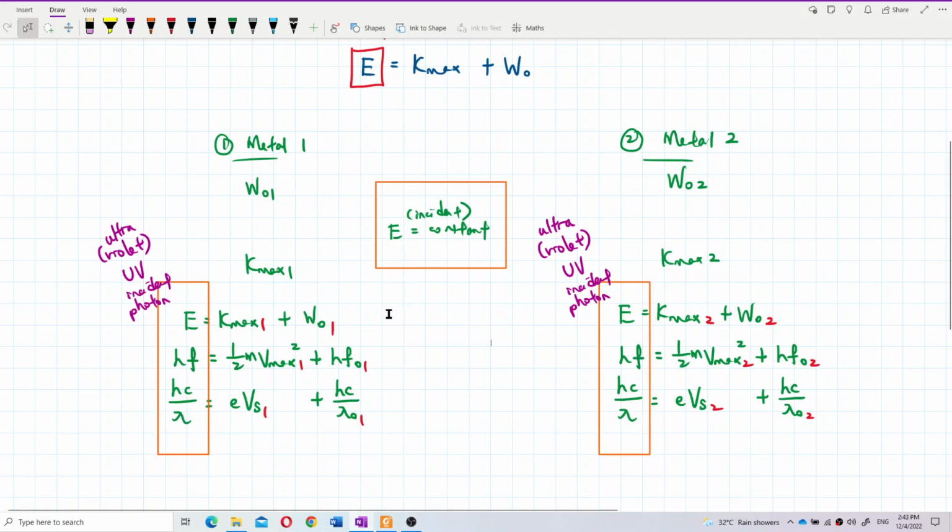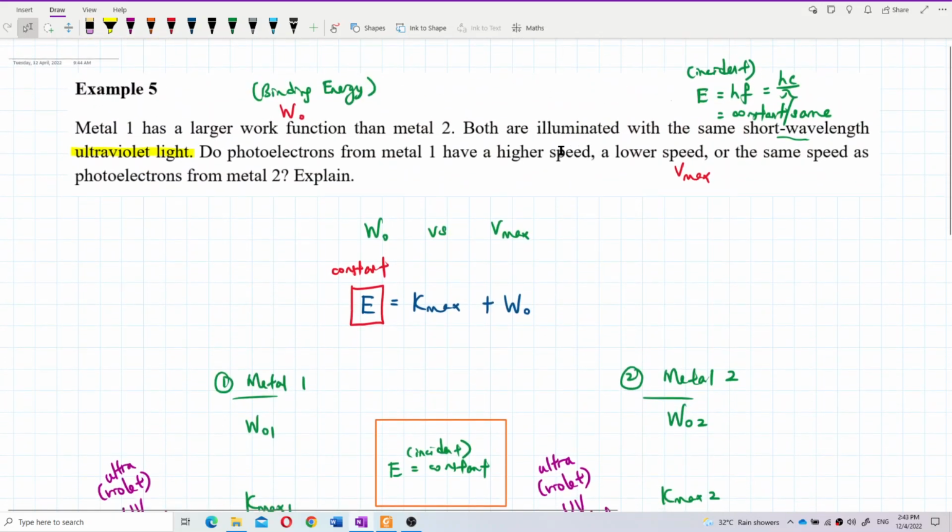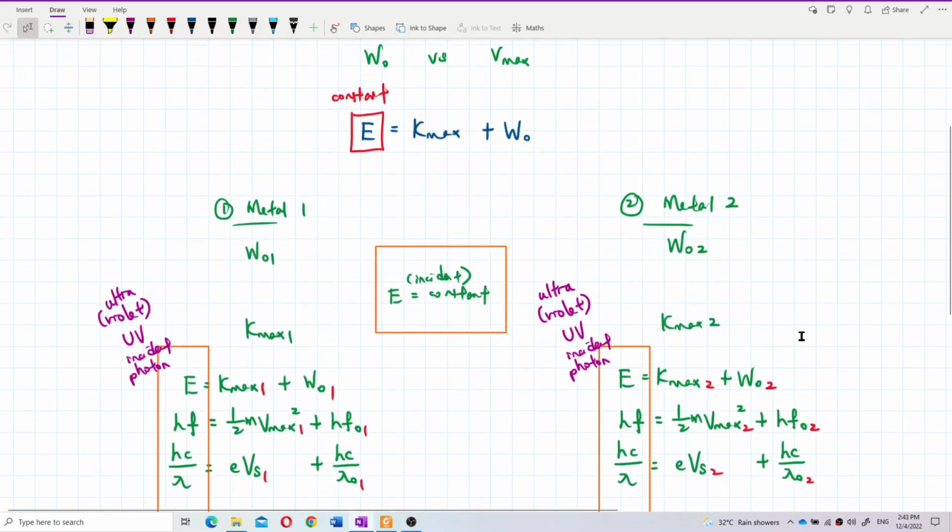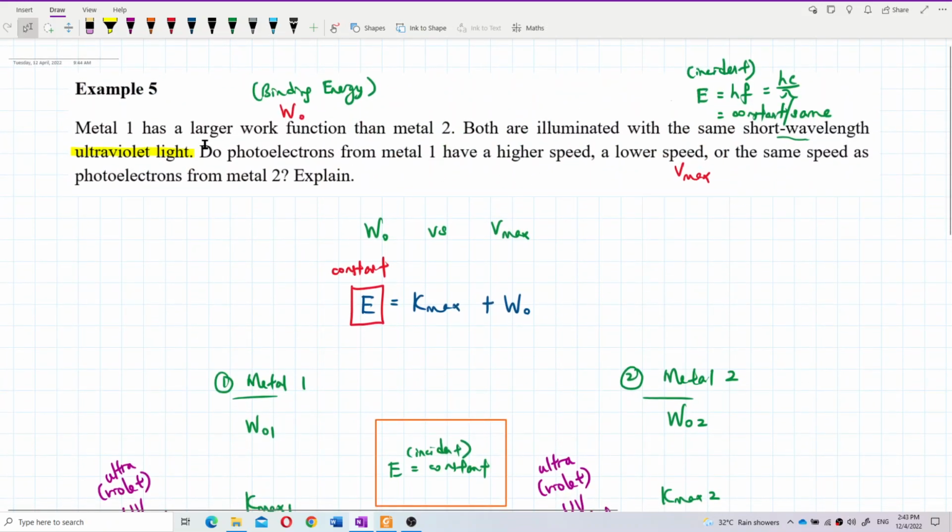Okay, what is different is just between Kmax and work function. So they have different Kmax, different work function, different Vmax, different stopping potential, different threshold frequency, different threshold wavelength. Understand? Now, based on this equation, you ask me, method 1 has a larger work function than method 2.